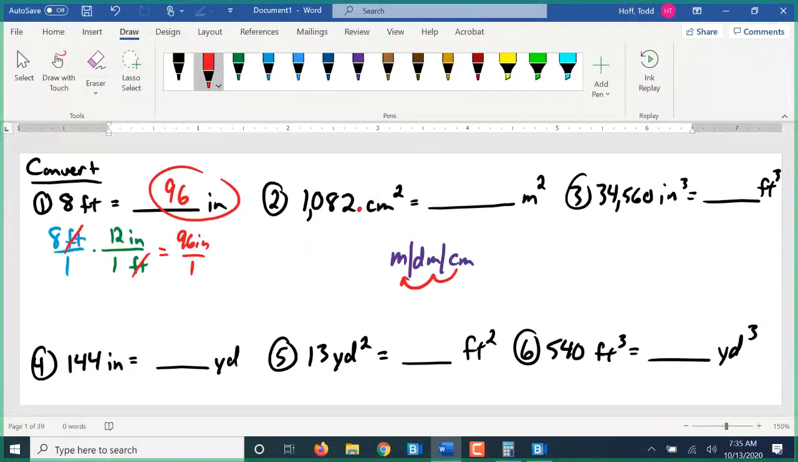There isn't a decimal point, so it's at the end of the number. So we move 1, 2, 3, 4. That is 0.1082 meters squared.